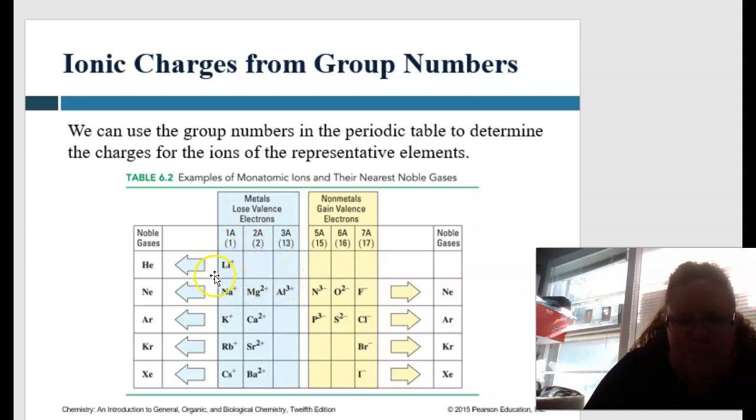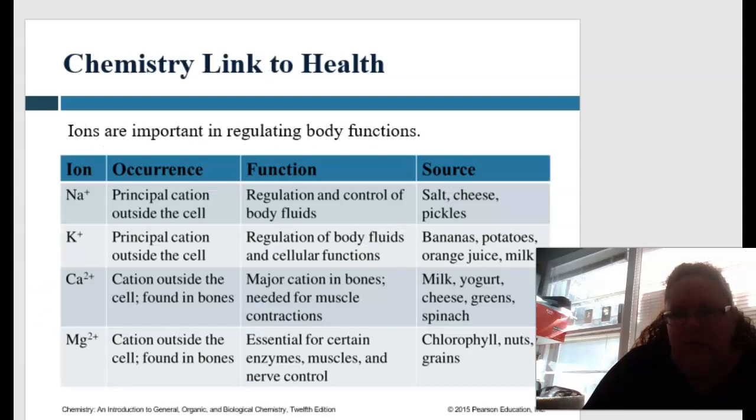And so this is, like it says, the examples of monoatomic ions and their nearest noble gases. You can see that the nearest noble gas for lithium is going to be helium. For sodium, magnesium, and aluminum, it is going to be Ne. Okay, so you can see this is again another fun table, and it tells you how many you're going to lose or gain.